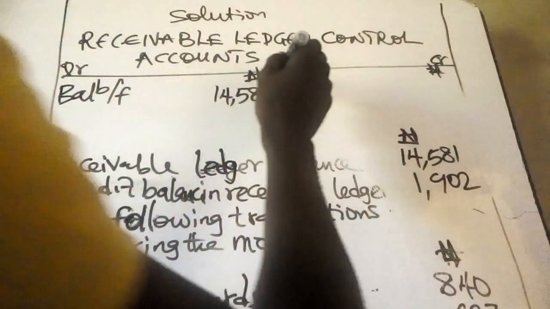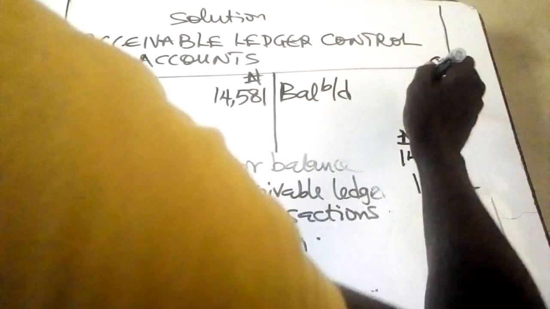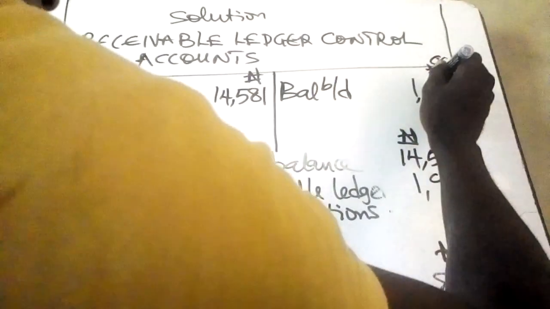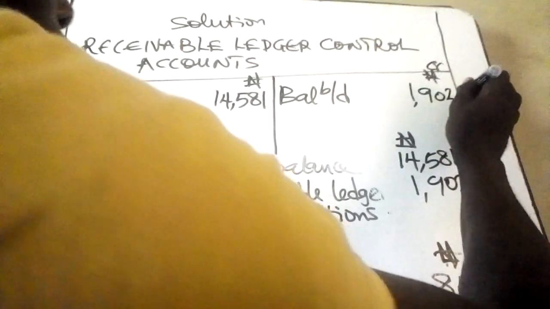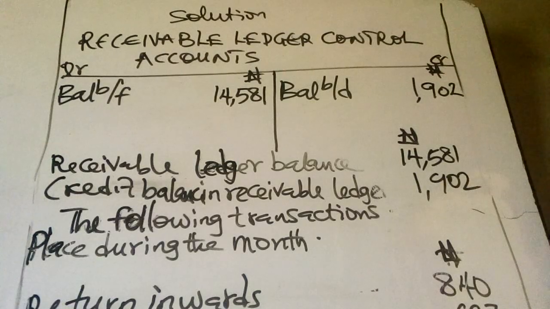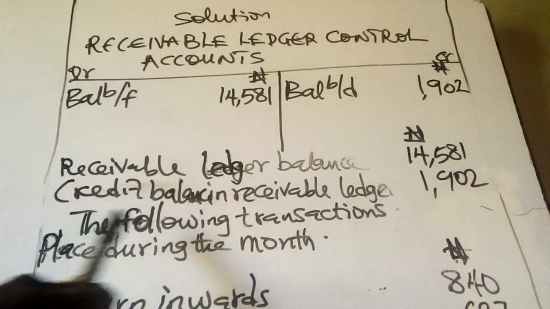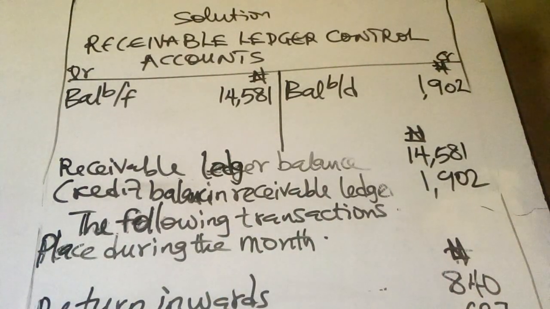1,902. You bring it down to the credit side as balance brought down, or you may write balance brought forward. These are the opening balances. You now go to the detailed transactions. You were told the following transactions took place during the month. Those are the detailed transactions during the month.